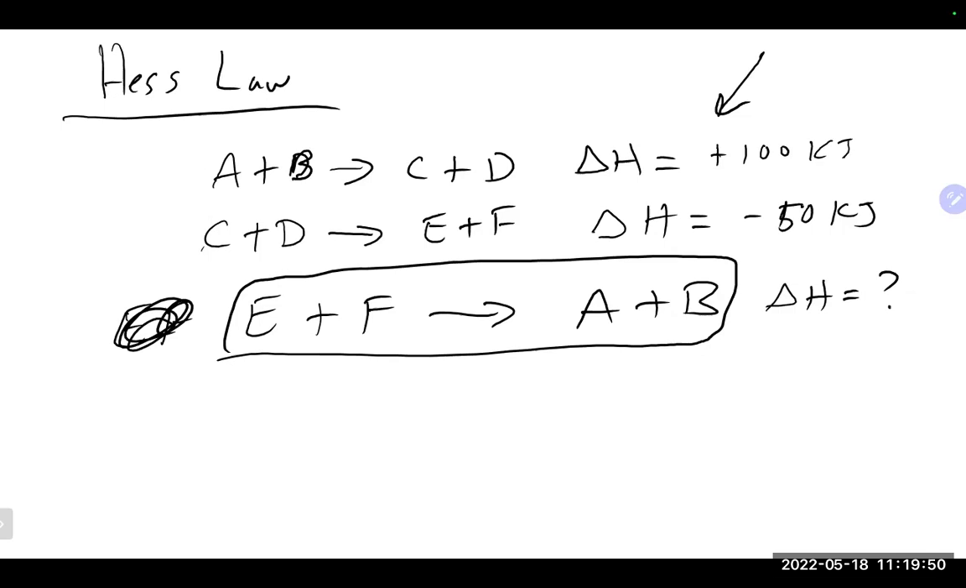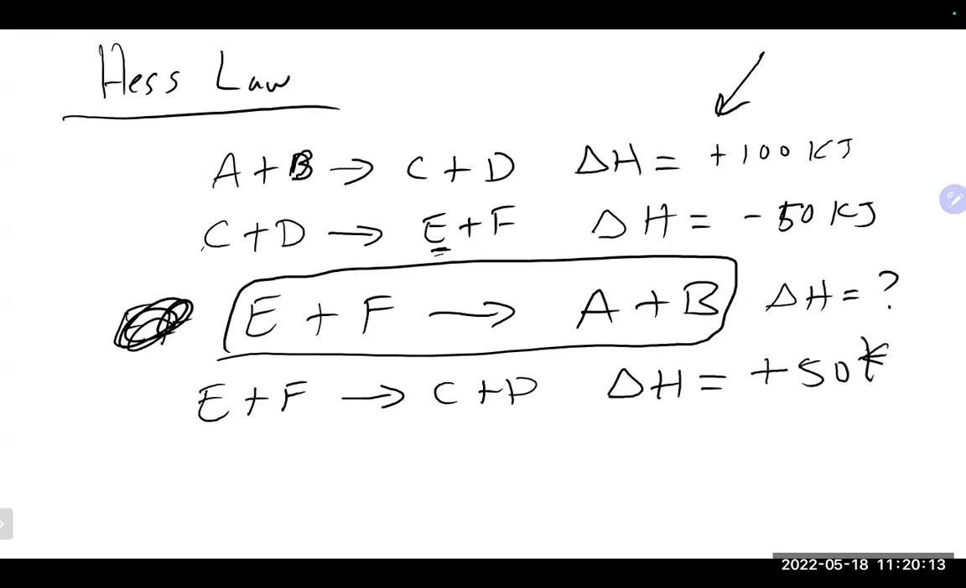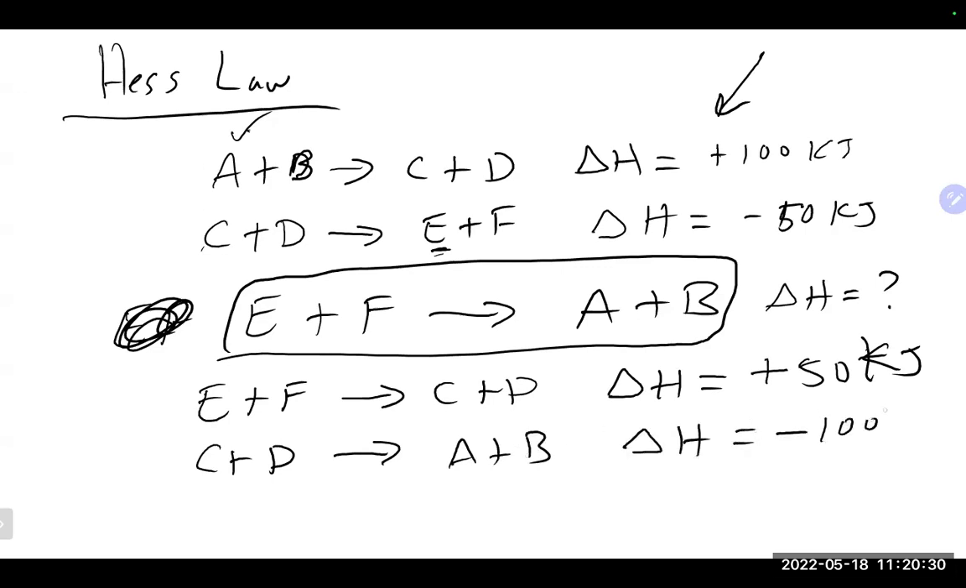In this case, we clearly see E, which is in this reaction here, and it's on the wrong side, so we need to reverse it. That means we need to flip around the bottom reaction to this. Remember that when we reverse a reaction, the sign of the delta H changes. So it would go from minus 50 to plus 50. We would also need to reverse the top equation. If I do that, we end up like this. I would also need to flip the sign on that one, which would make it minus 100 kilojoules.